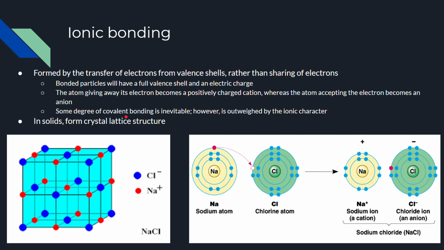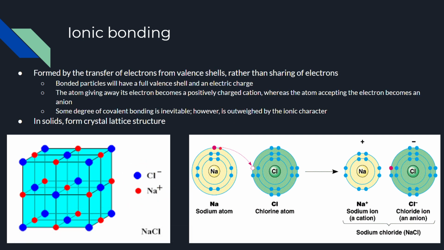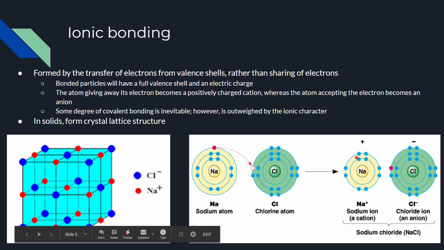Some degree of covalent bonding is inevitable, however, it is outweighed by the ionic character. You don't have to worry about that too much, however. So in solids, it forms a crystal lattice structure, as you can see right here with NaCl. The Na, the sodium, has one extra electron. It will transfer all the way to the chlorine. And this is how it goes. The sodium is now a sodium cation, and chloride is now an anion.